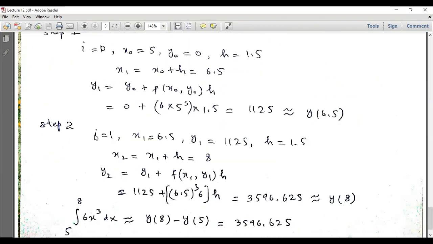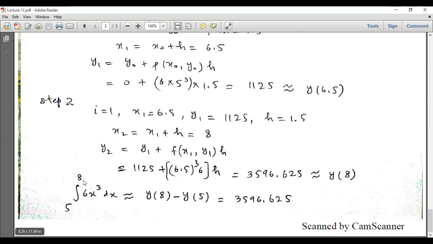In step 2, i will be equal to 1, x1 is equal to 6.5, y1 is equal to 1125, which we just evaluated, and h is equal to 1.5. x2 is equal to x1 plus h, which will be equal to 8. y2 is equal to y1 plus f of x1, y1 into h. This is y1, and this is f of x1, y1. So x1 is equal to 6.5, so 6.5 cube into 6 multiplied by h. That will be equal to this expression, and this is approximately equal to y of 8.